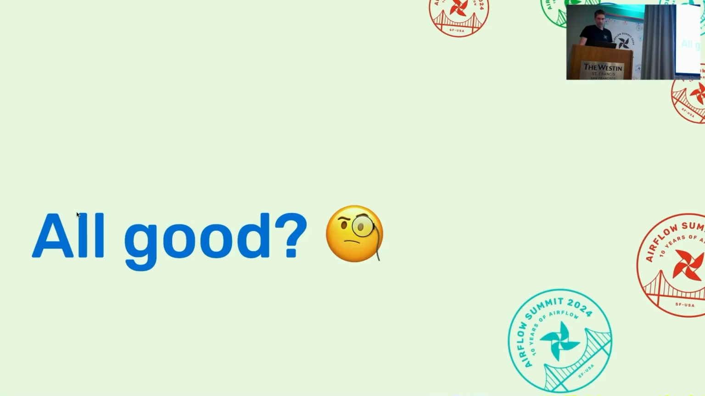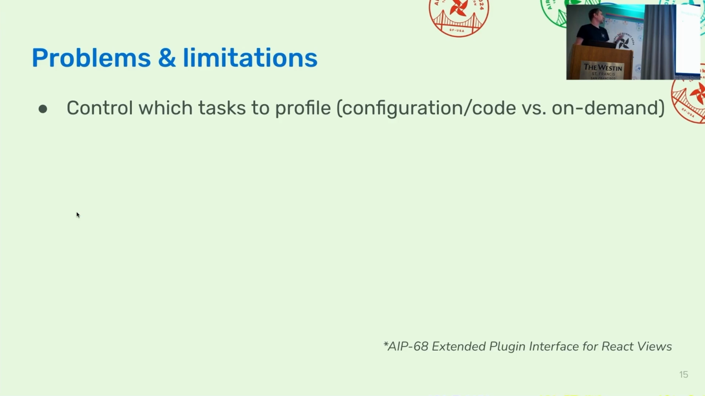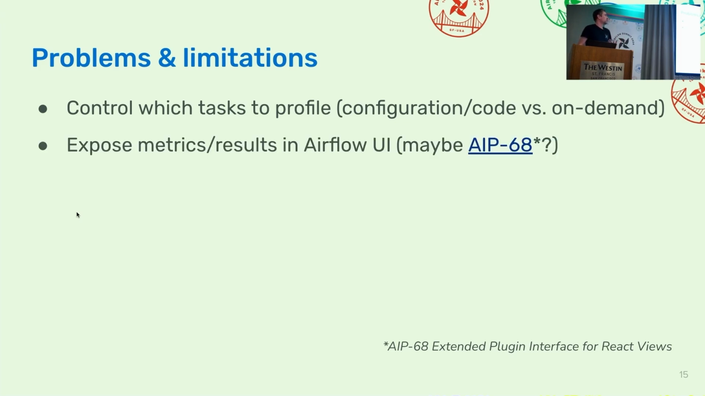Is all good? Well, there are some limitations. You kind of have to figure out how to define which tasks to profile. It could be static configuration or code, or you find a way to do it more ad hoc, on demand, for an existing deployment without redeploying. There's currently no nice way to expose results over time in graphs. I mean, you can export it to a metrics backend, but this is not visible in the Airflow UI.